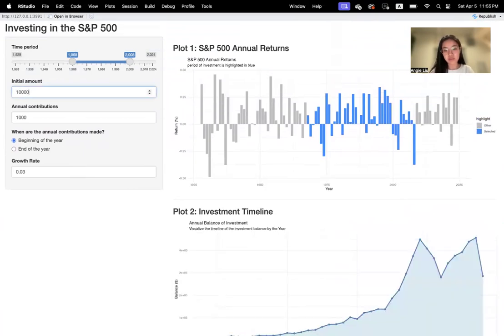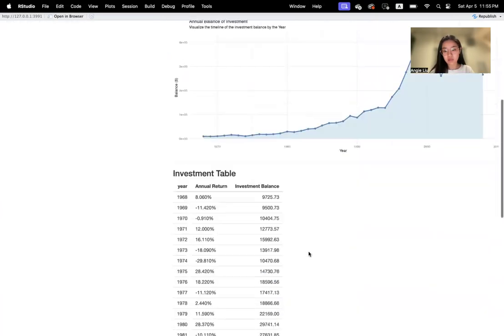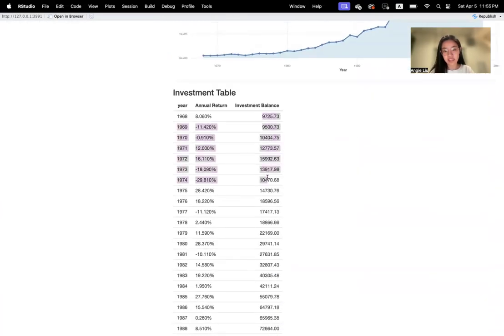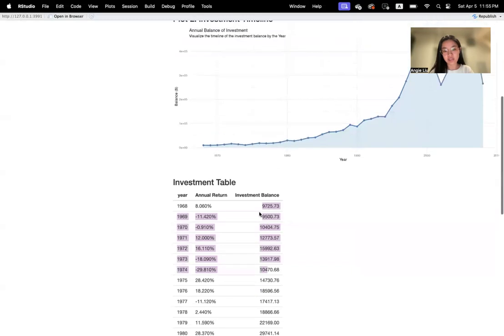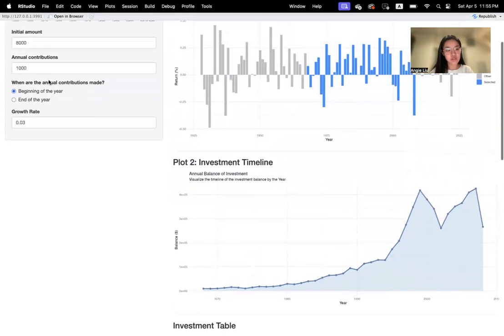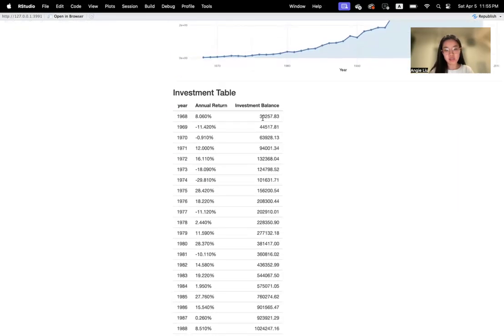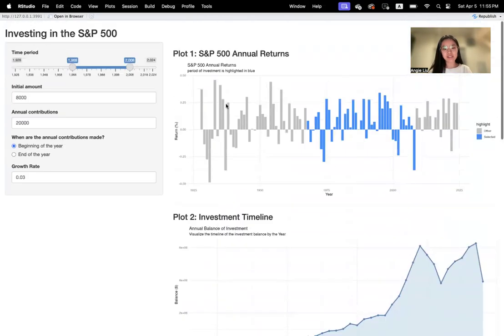We can also change the initial amount, moving it to this. We can see the difference right here in the investment balance. And we can also change the annual contribution, and you can see the difference in the investment balance.